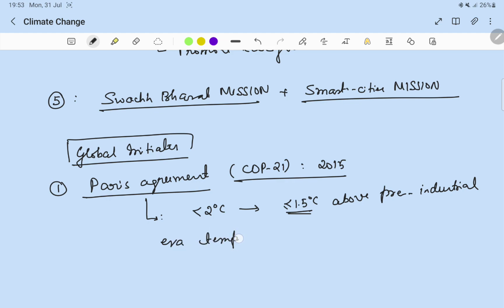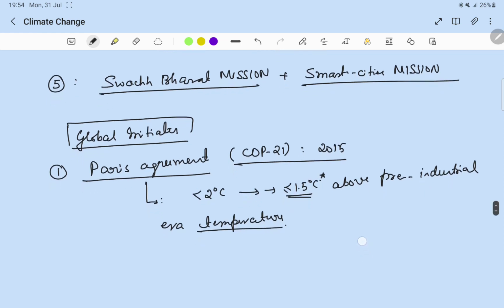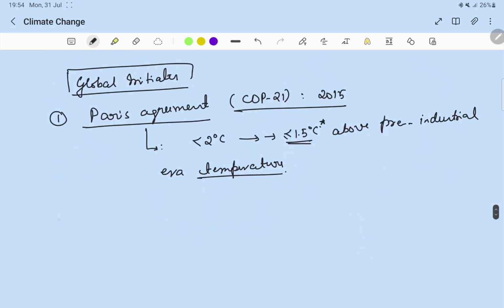Since temperature has already increased and it is about to breach 2 degrees Celsius by the end of this century, all our efforts are to ensure that the rise should not breach, or should stay less than, 2 degrees Celsius, and ambitious effort must be followed to keep it to 1.5 degrees Celsius in the coming time. Okay, so this is our Paris Agreement.